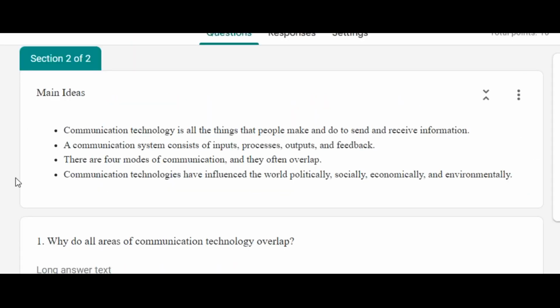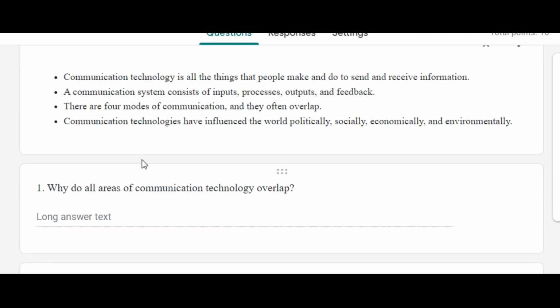Main ideas. Communication technology is all of the things that people make and do to send and receive information. A communication system consists of inputs, processes, outputs, and feedback. There are 4 modes of communication and they often overlap. Communication technologies have influenced the world politically, socially, economically, and environmentally.